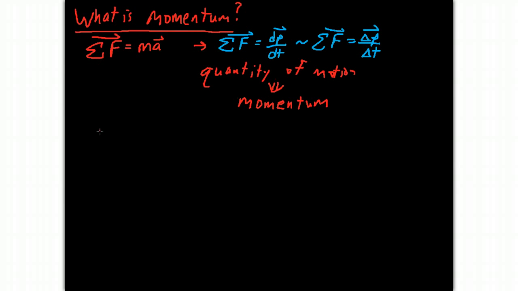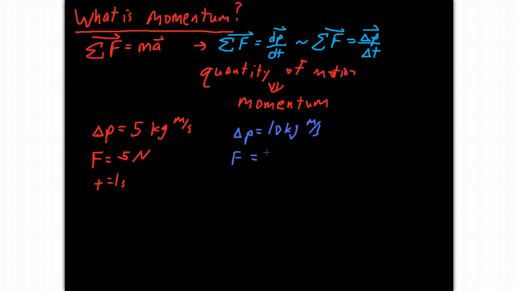To give you a quick example, let's say that I want to change the momentum of an object by 5, and the units for this would be kilograms meters per second. So I want to change the motion of an object by 5 kilograms meters per second, and I have a force of 5 newtons with which to do it. That would indicate that we need a time of 1 second. On the other hand, if I wanted to change the motion by 10 kilograms meters per second with that same force of 5 newtons, it would take twice as long. That's all that he's saying.